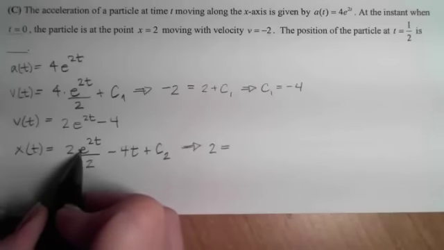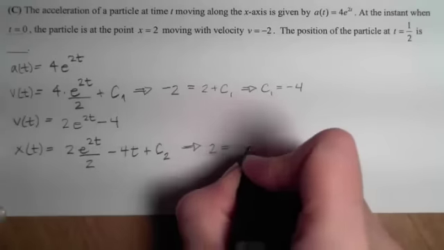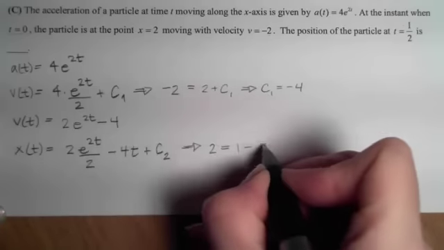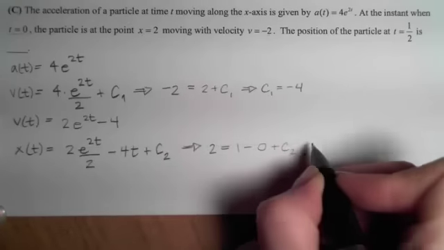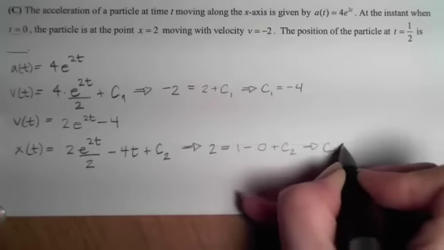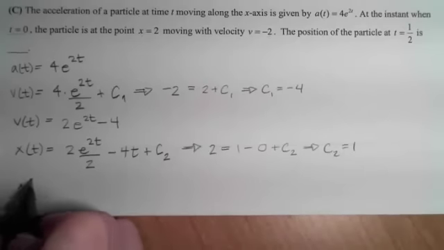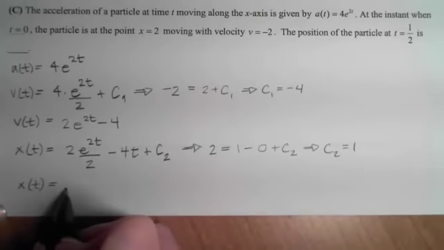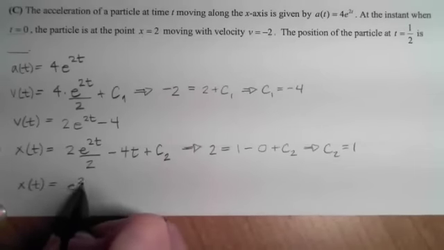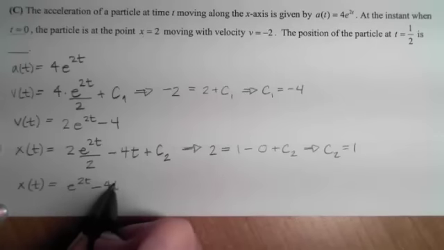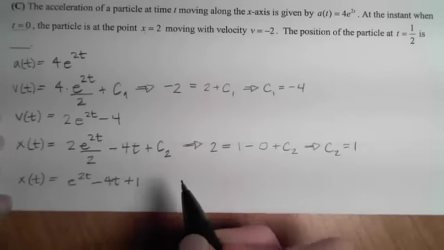So this will be a 1. So 2 over 2 is a 1 minus 4 times 0 plus a c sub 2. So I find that c sub 2 is equal to 1, and I can write my position curve now. e to the 2t minus 4t plus 1.